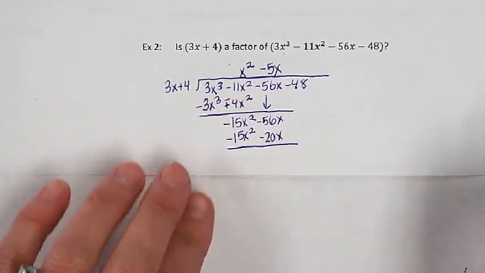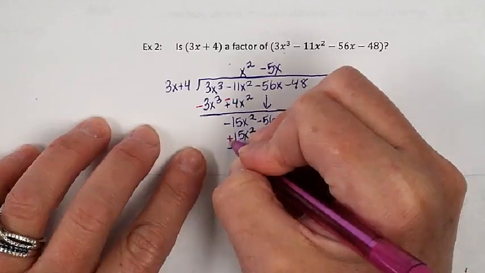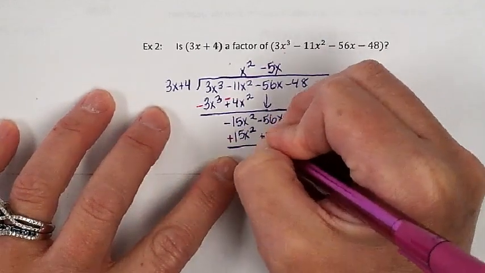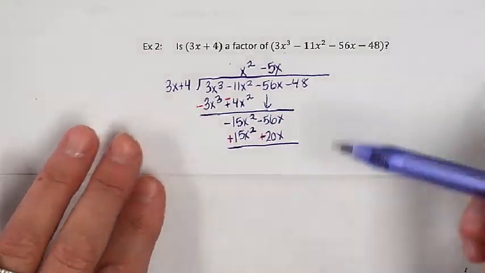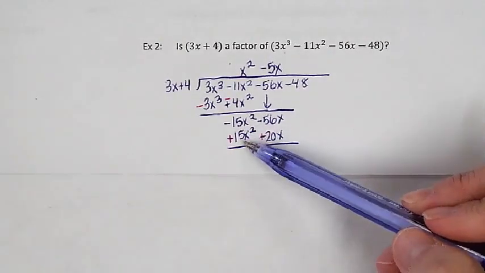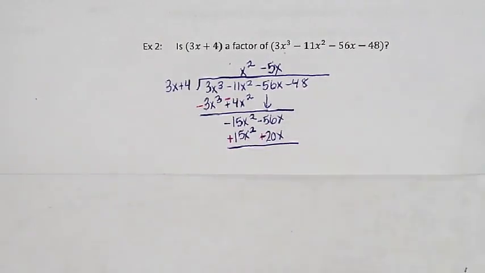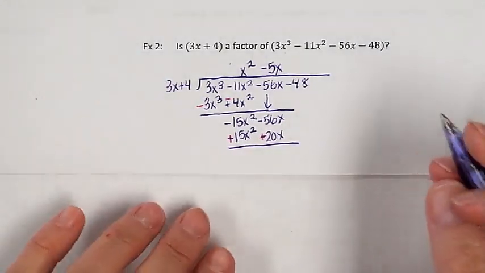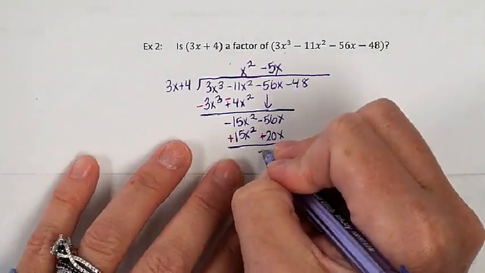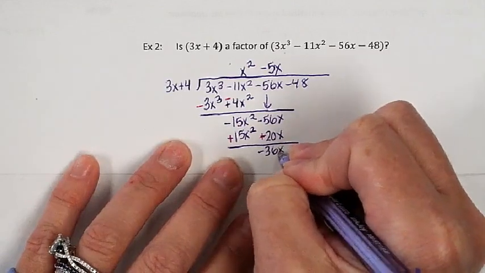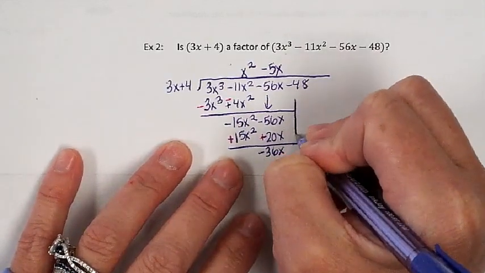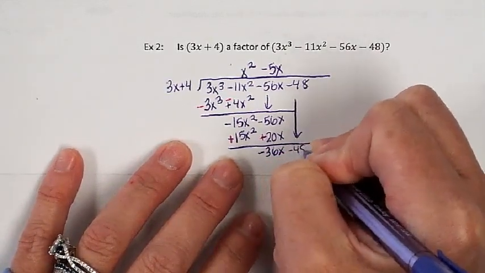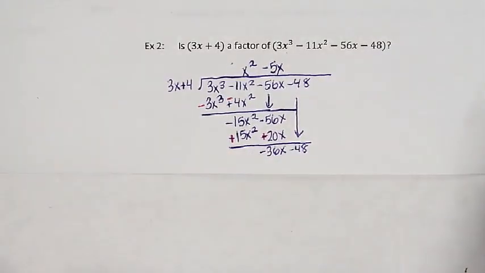So this is going to become our plus 15x squared and our plus 20x. So negative 15x squared plus 15x squared is 0. And then negative 56x plus 20x gives me a negative 36x. And now we have to bring down the negative 48.